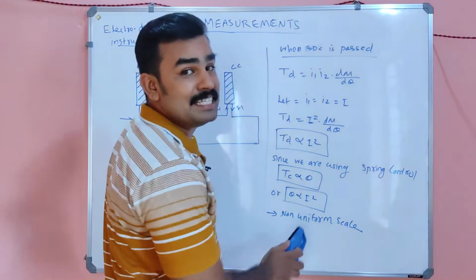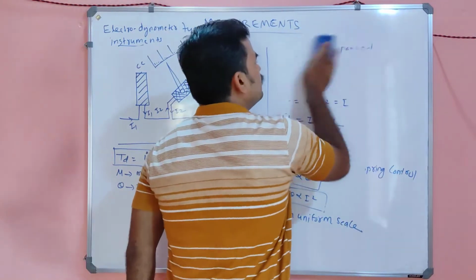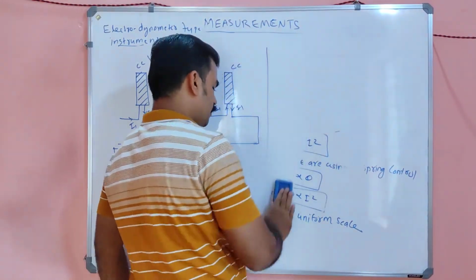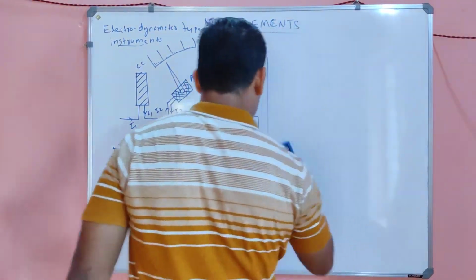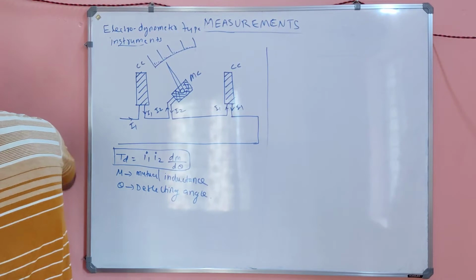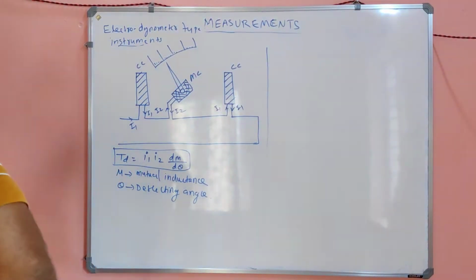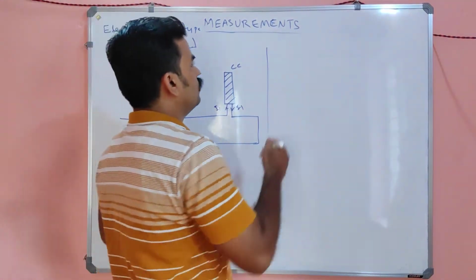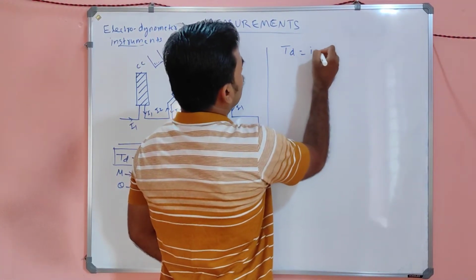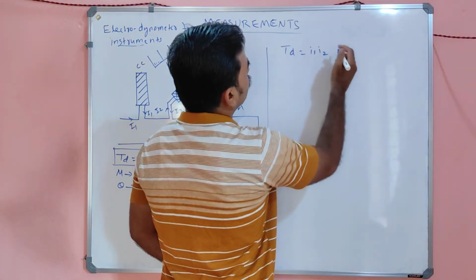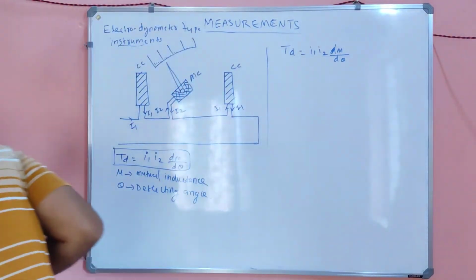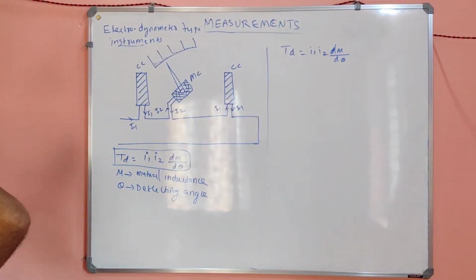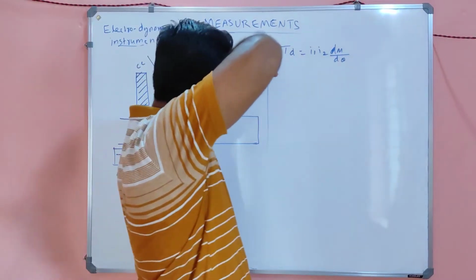Then what happens when AC is passed? Let us check that also, my dears. What happens when AC is passed? We have TD equal to I1 into I2 into dM by d theta.